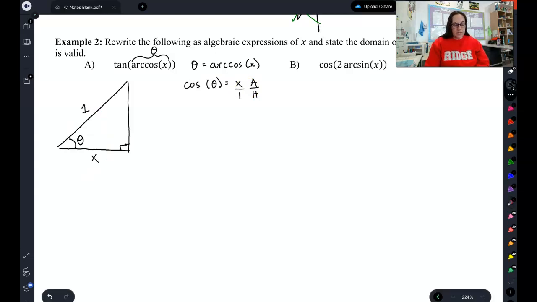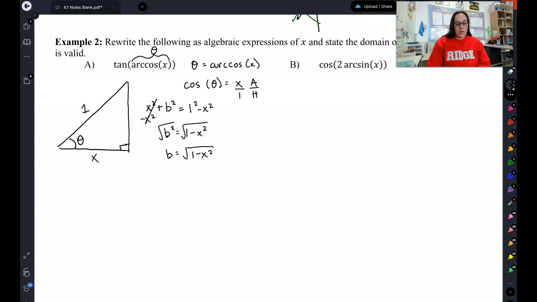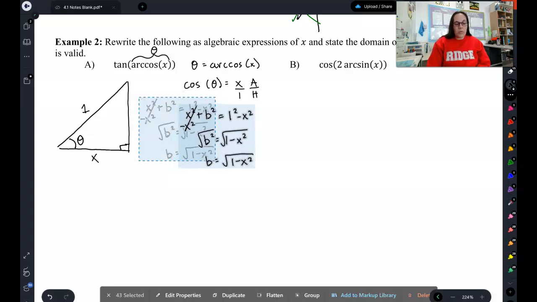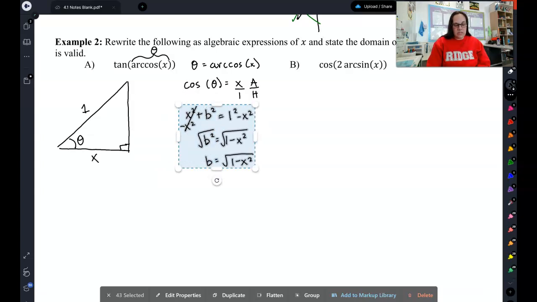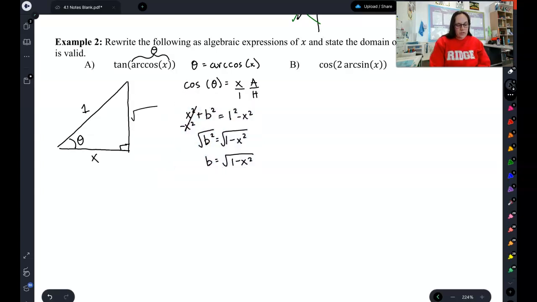Now let's use Pythagorean's theorem to find our last side. We have a squared plus b squared equals c squared. So b squared equals 1 minus x squared. And normally we would have plus or minus on this square root, but because we are dealing with a right triangle, which is distances, we don't need the plus or minus because distances can't be negative. So that gives me this is this side.